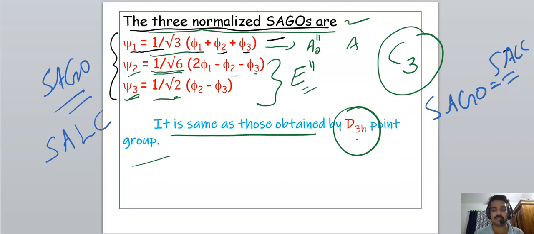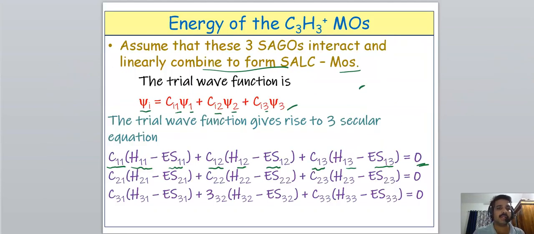Now we assume, we want to calculate the energy of the cyclopropenyl molecular orbitals. Assume that these 3 symmetry adapted group orbitals interact and linearly combine to form SALC MOs. That is our general method: first we form SAGOs, and these SAGOs linearly combine to form SALCs.